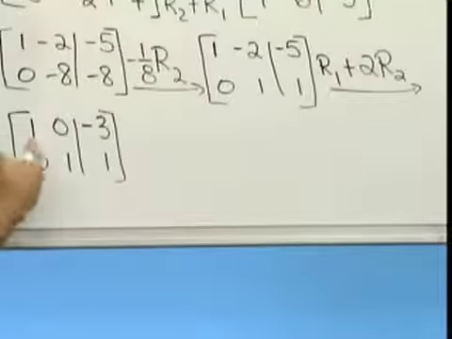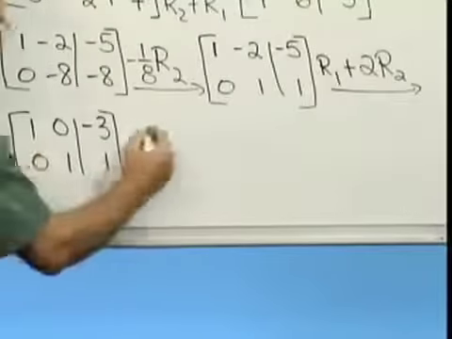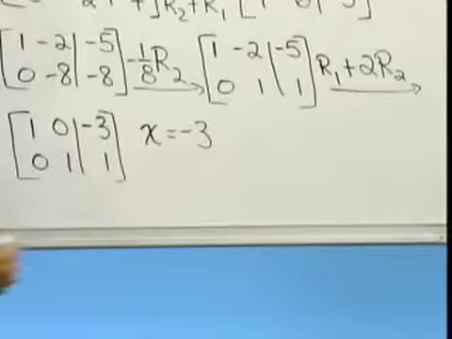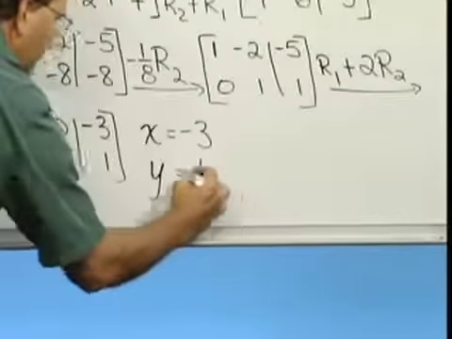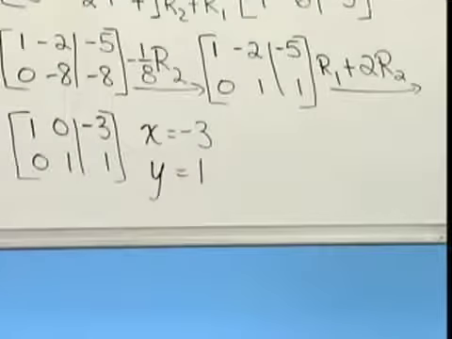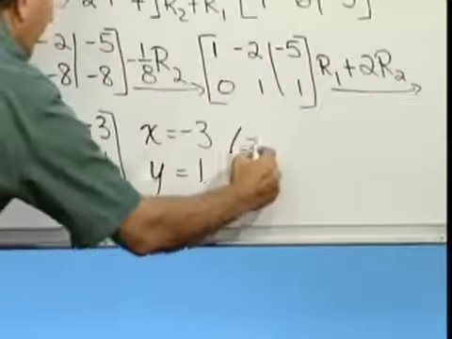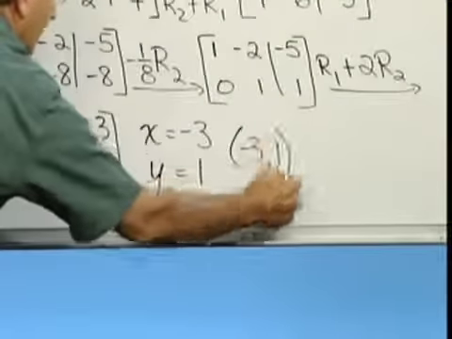So what we know from this is that the value of x is negative 3, and the value of y is 1. So if we write that as an ordered pair, it would be the ordered pair negative 3, comma 1.